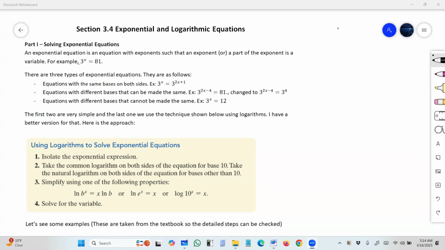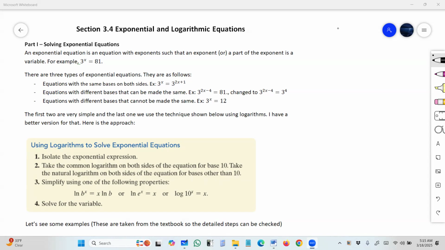This is a review for the topics that were covered in Math 119. It's exactly the same topic we review here, for the need to be able to solve application problems now or later. So I've divided this topic into two videos. The first part is solving the exponential equations, and the other one will deal with solving logarithmic equations.